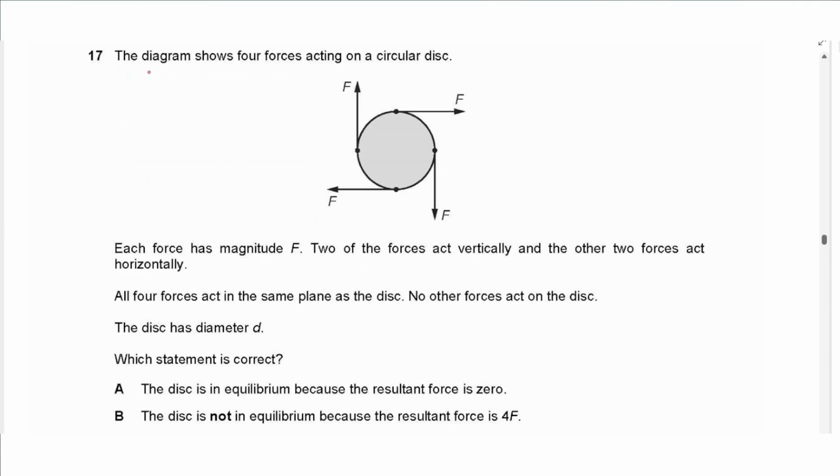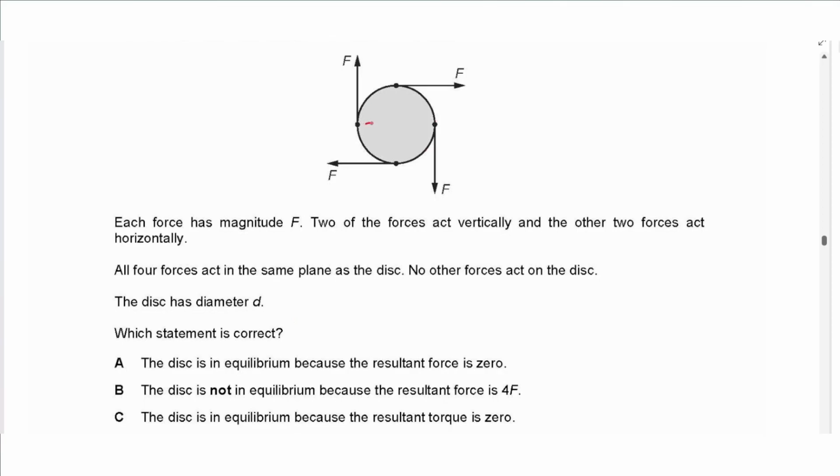Question 17 says, a diagram shows 4 forces acting on a circular disk. Each force has a magnitude F. 2 of the forces act vertically and the other 2 forces act horizontally. All 4 forces act in the same plane as the disk. No other forces act on the disk. The disk has diameter d, so this distance is d, and the vertical distance is also d.